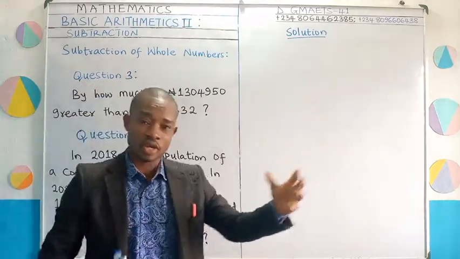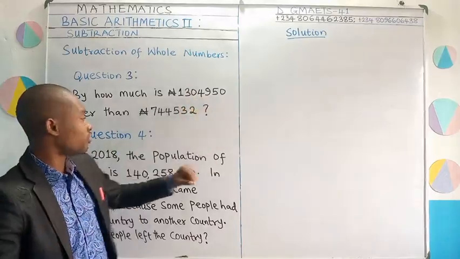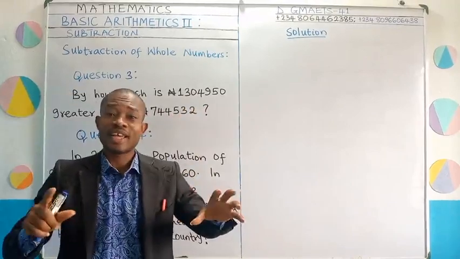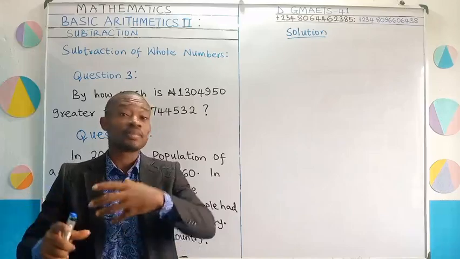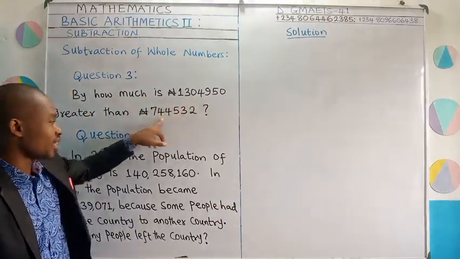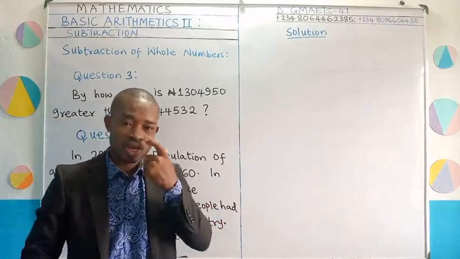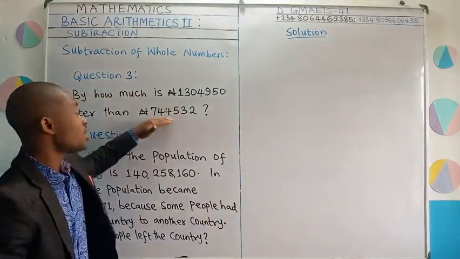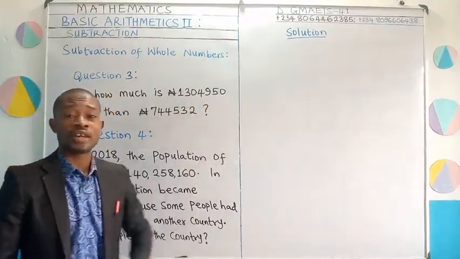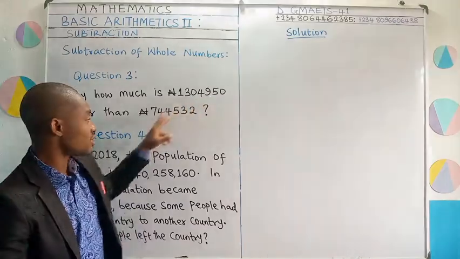One is in millions, the other is in hundreds of thousands. Are you getting? This one is in million, 1,304,950. This one is in hundreds of thousands, 744,532. Clearly, one of the amount of money is bigger than the other one. The question now is, by how much is this one in million bigger than this one in hundreds of thousands? For us to get a value of this, all we need to do is to carry out subtraction. Simply remove this 744,532 from this 1,304,950. Whatever that is left is the amount by which this is greater than this.